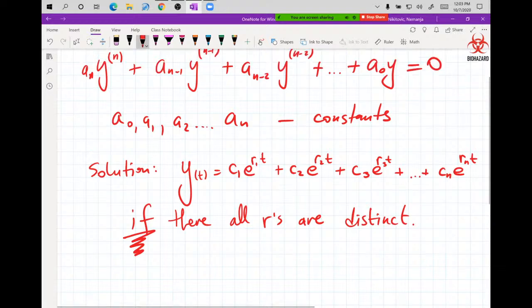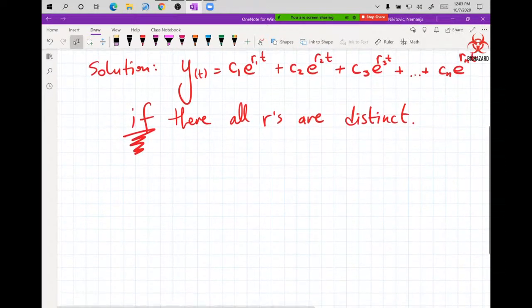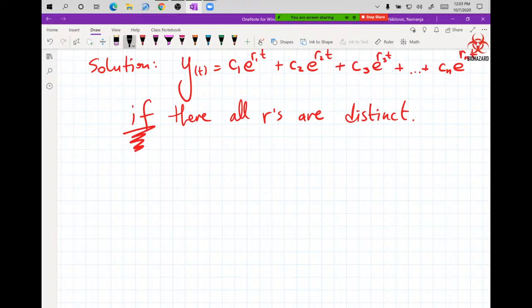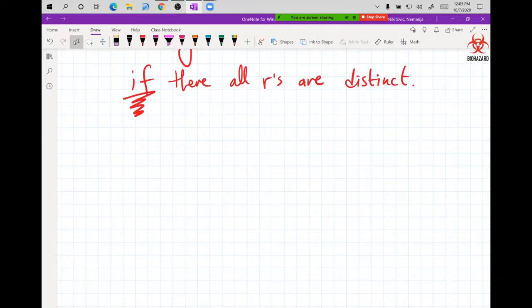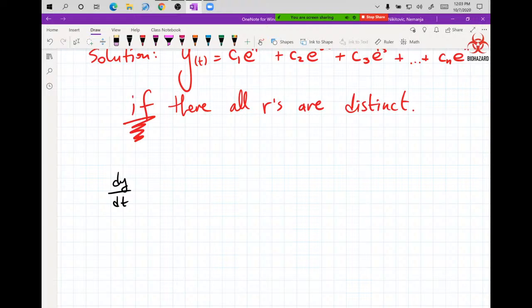Now, why is this? How is this? Well, we can actually build up to it. If I say the first order equation, let's say you have dy dt, well, let's write y prime plus y equals 0.